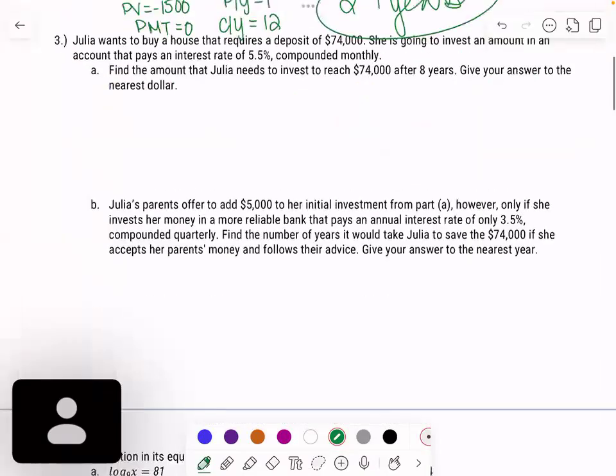The next one is Julia wants to buy a house that requires a $74,000 deposit. She's going to invest an amount in an account that pays an interest rate of 5.5% compounded monthly. Find the amount that Julia needs to invest to reach 74,000 after 8 years. So again, we could use the finance app. If we were using the app, then we know how many years. We know it's 8.